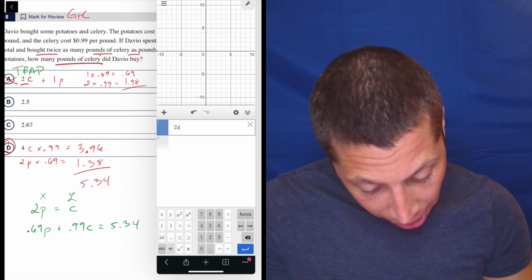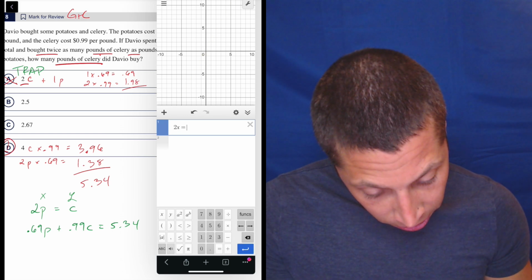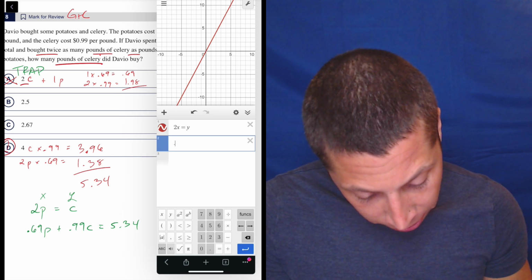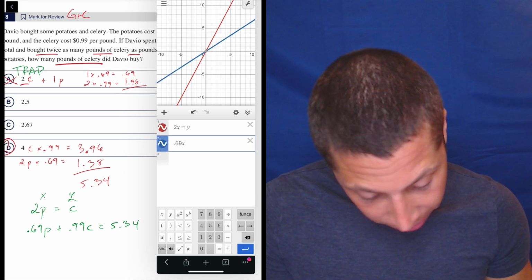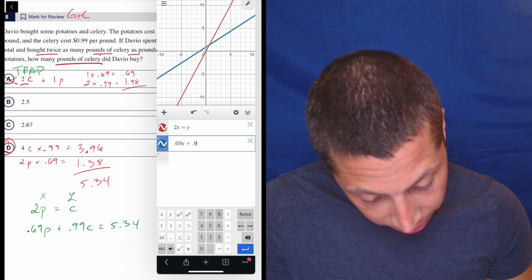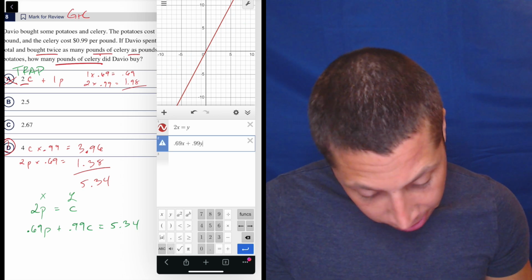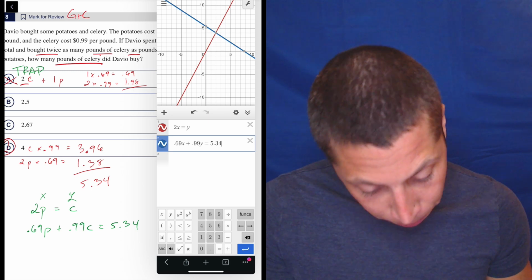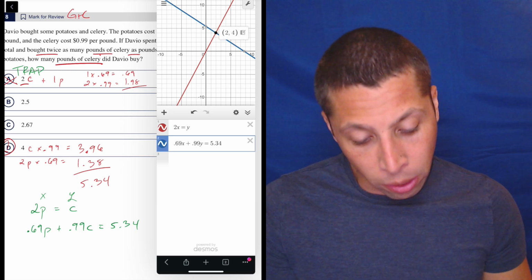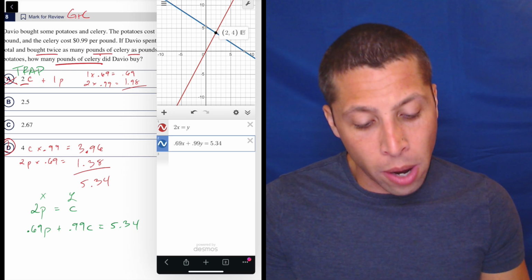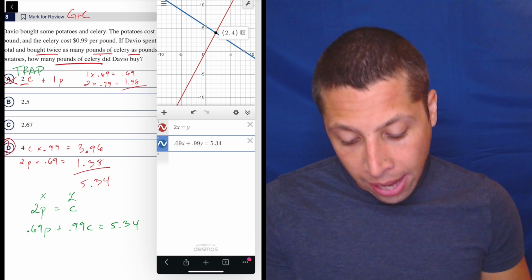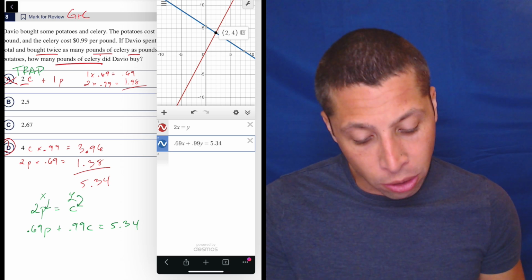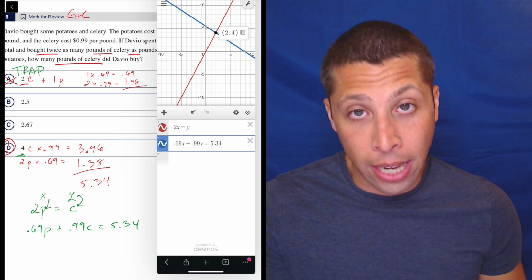So that's 2x equals y. That's one equation. And then 0.69x plus 0.99y is equal to 5.34. And that intersection point is what I want, 2, 4. And again, remember, what is what? So 2, the x, is my potatoes, and y is my celery. So I would need 4, and that is still the answer.